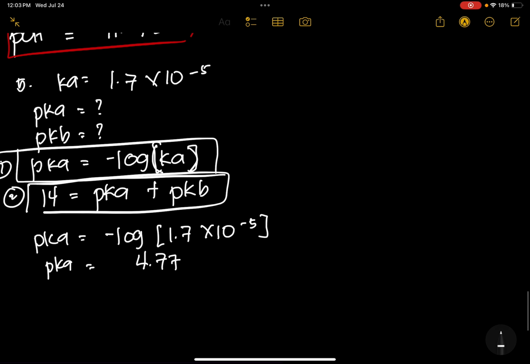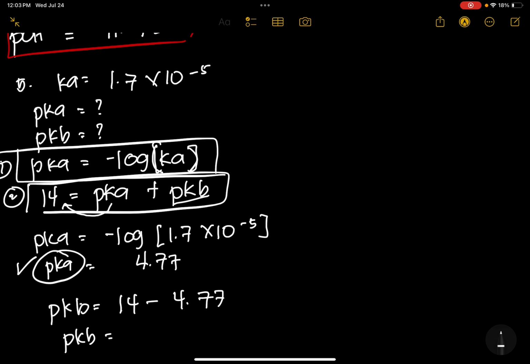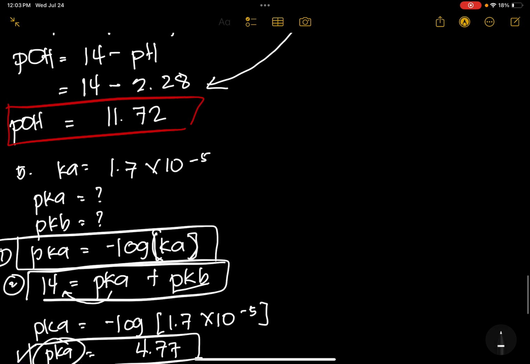So, 14, ang aton naman na pamangkot is pKb naman. Since si pKb ang gina-solve sa formula, ibutang ta naman si pKa diri. Since positive si pKa, negative naman siya, I will just do 14 minus 4.77. pKb, answer, 9.23. pKa, pKb. Okay.